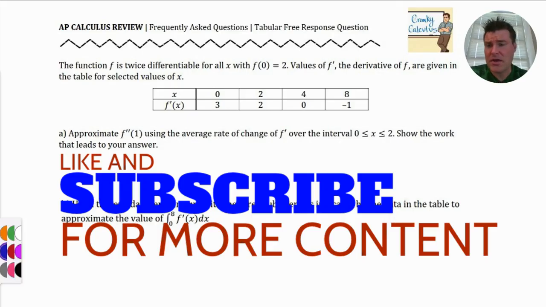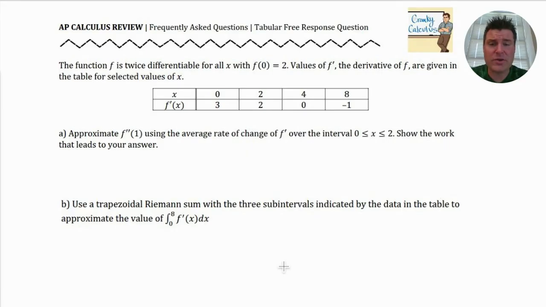So here we go. We have a function f, which is twice differentiable for all x with f of 0 equal to 2. The values of f prime, the derivative of f, are given in the table for selected values of x. You can look at the table right there. You can see all the values. And again, we're given f prime, and we do have a value of f at 0 only, and that value is 2.